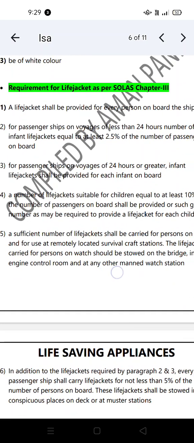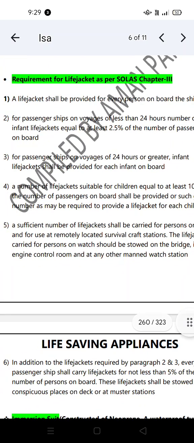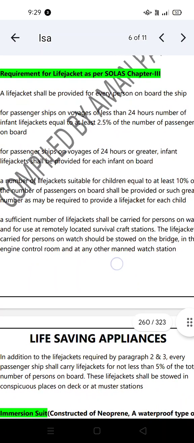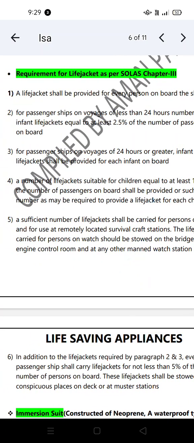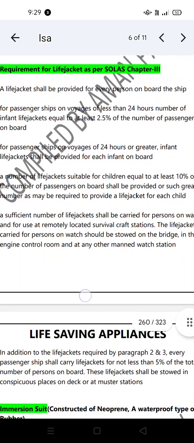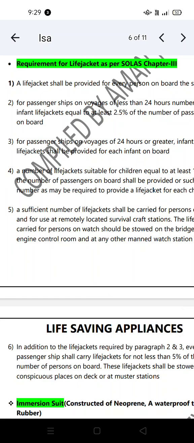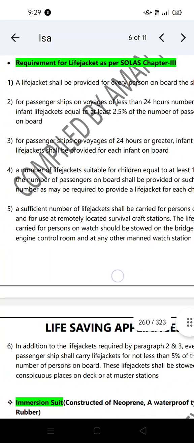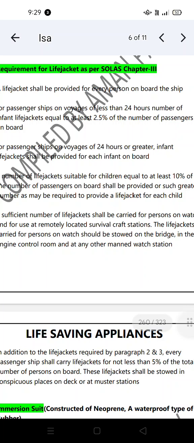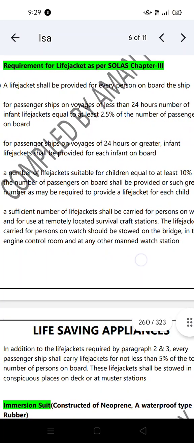Life jackets shall be provided for every person on board as a passenger. For passenger ships on voyages of less than 24 hours, the number of infant life jackets shall be at least 2.5% of the number of passengers on board.